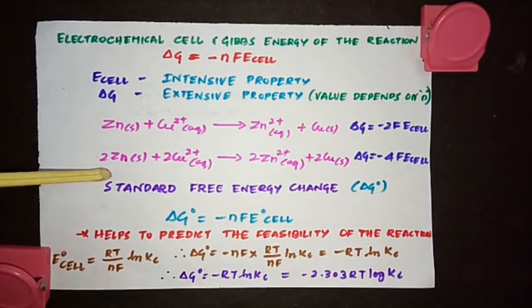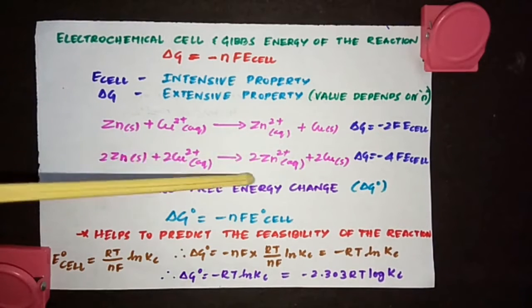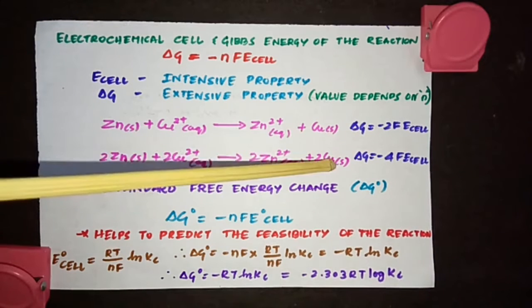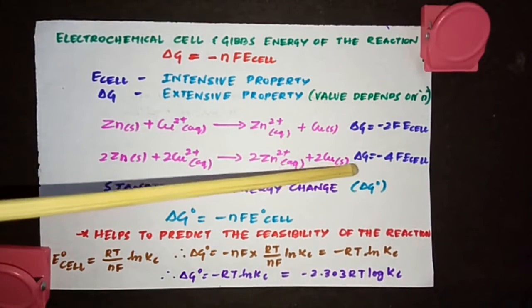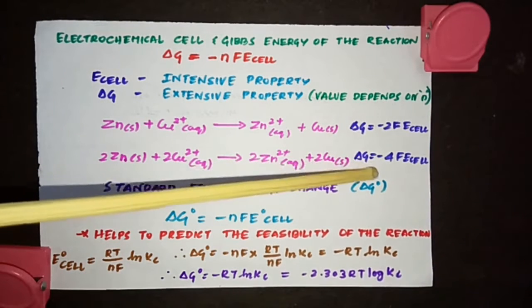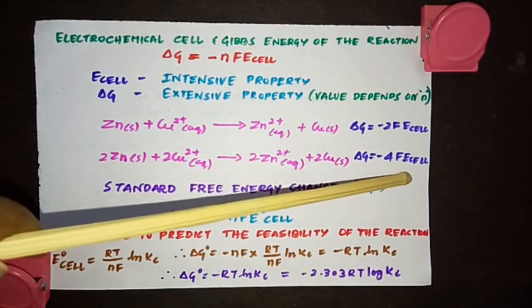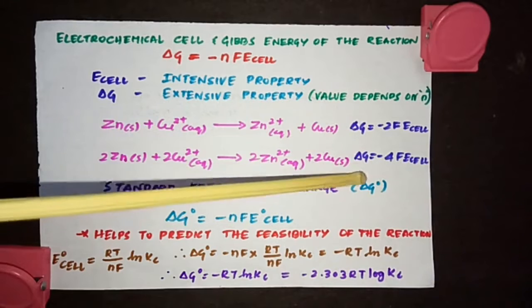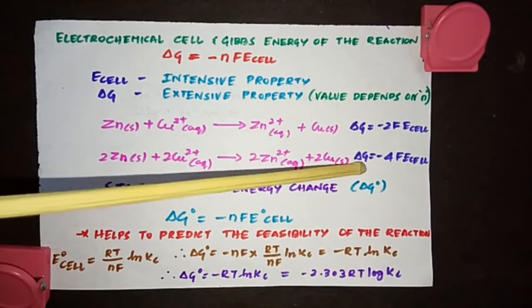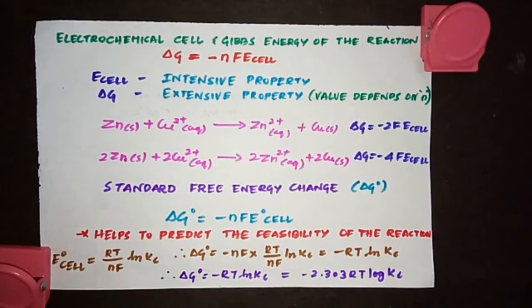Now coming to this equation where we have the coefficients: 2 Zn plus 2 Cu2+ giving you 2 Zn2+ plus 2 Cu. Now what will be delta G here? 2 into 2, 4 electrons are involved. So n is equal to 4. So delta G will be equal to minus 4F E cell. So here it is minus 2F, here minus 4F E cell. So the delta G value depends upon the value of n, which is the number of electrons involved in the redox reaction. So delta G is an extensive property, whereas E cell is an intensive property.